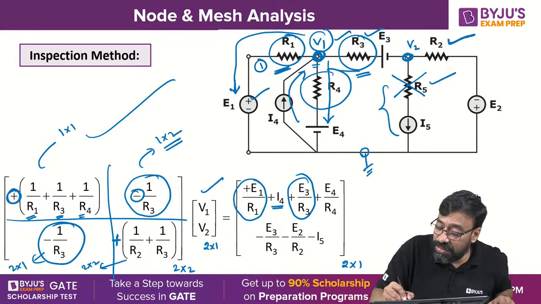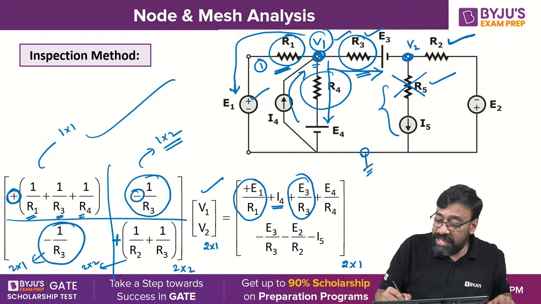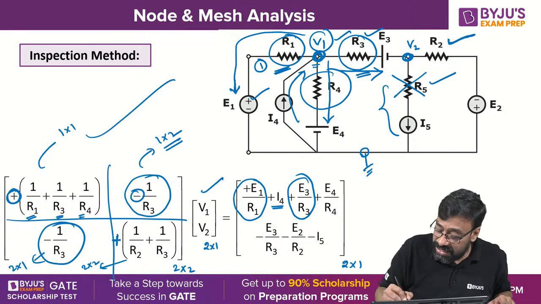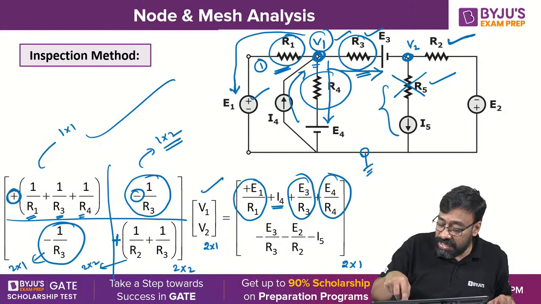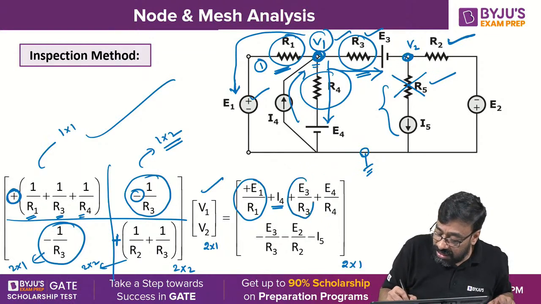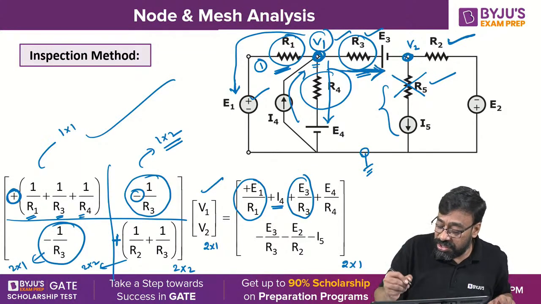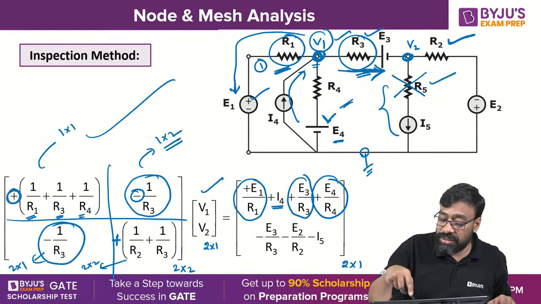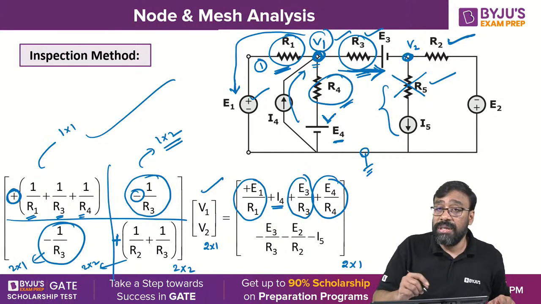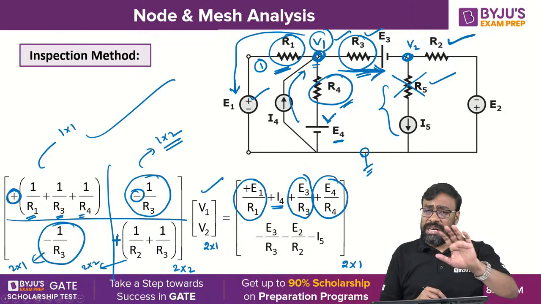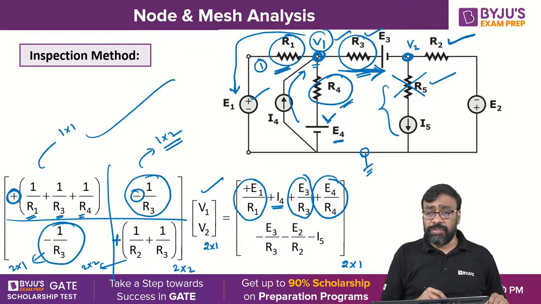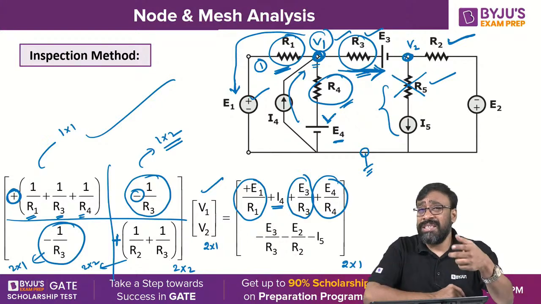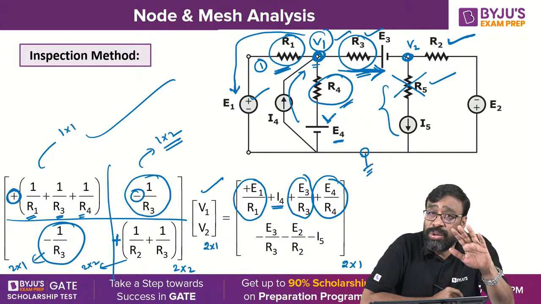Current is leaving and touching positive polarity first, plus E3 by R3, here plus E4 by R4. You understand? Okay. This is plus E3 by R3 because the positive sign is touching here, and here it is touching positive sign first, E4, therefore plus E4 by its series resistor. Sir, what happens when there is no series resistor? I'll come to that case later on. Don't worry. Generally, there is a series resistor. If there is no series resistor, the problem will become much simpler. I'll tell you that later.